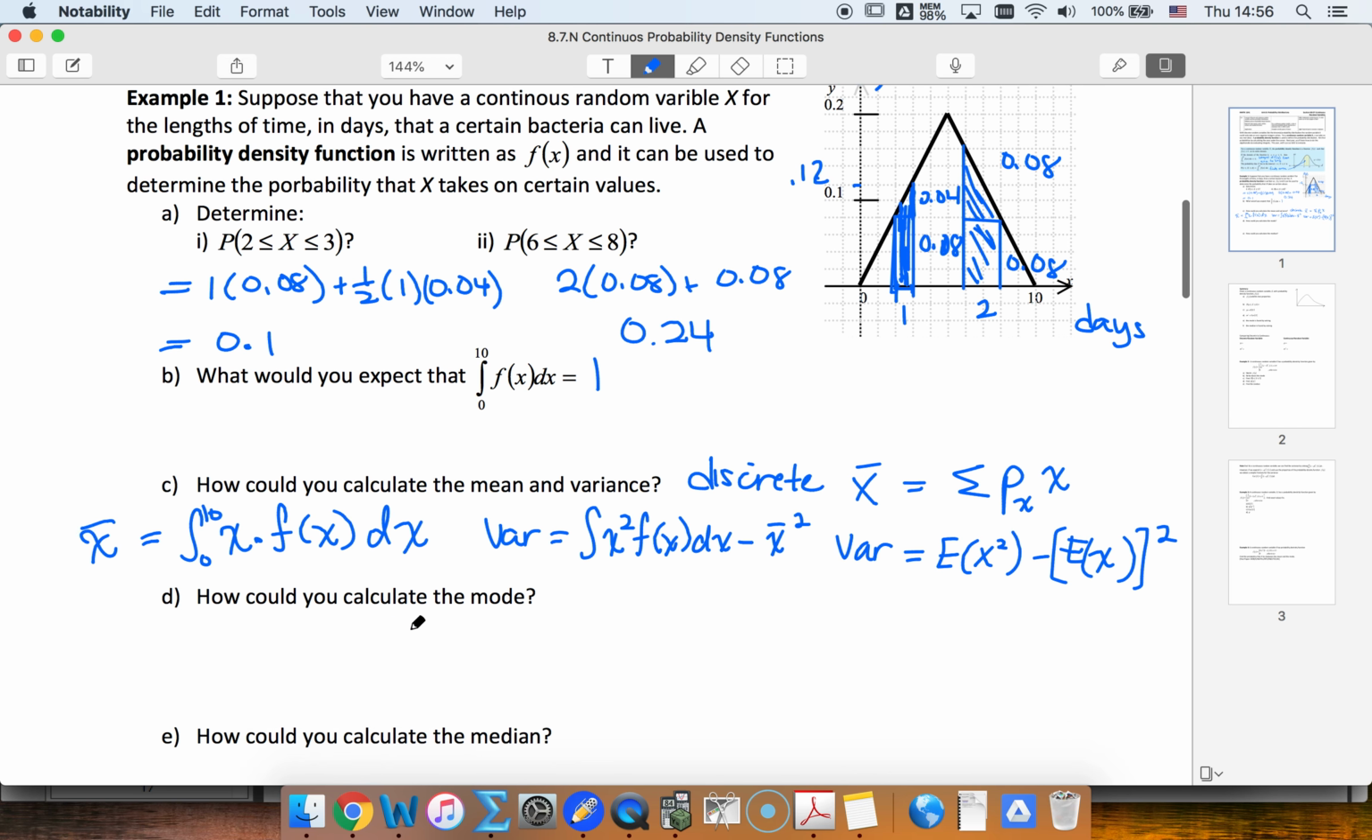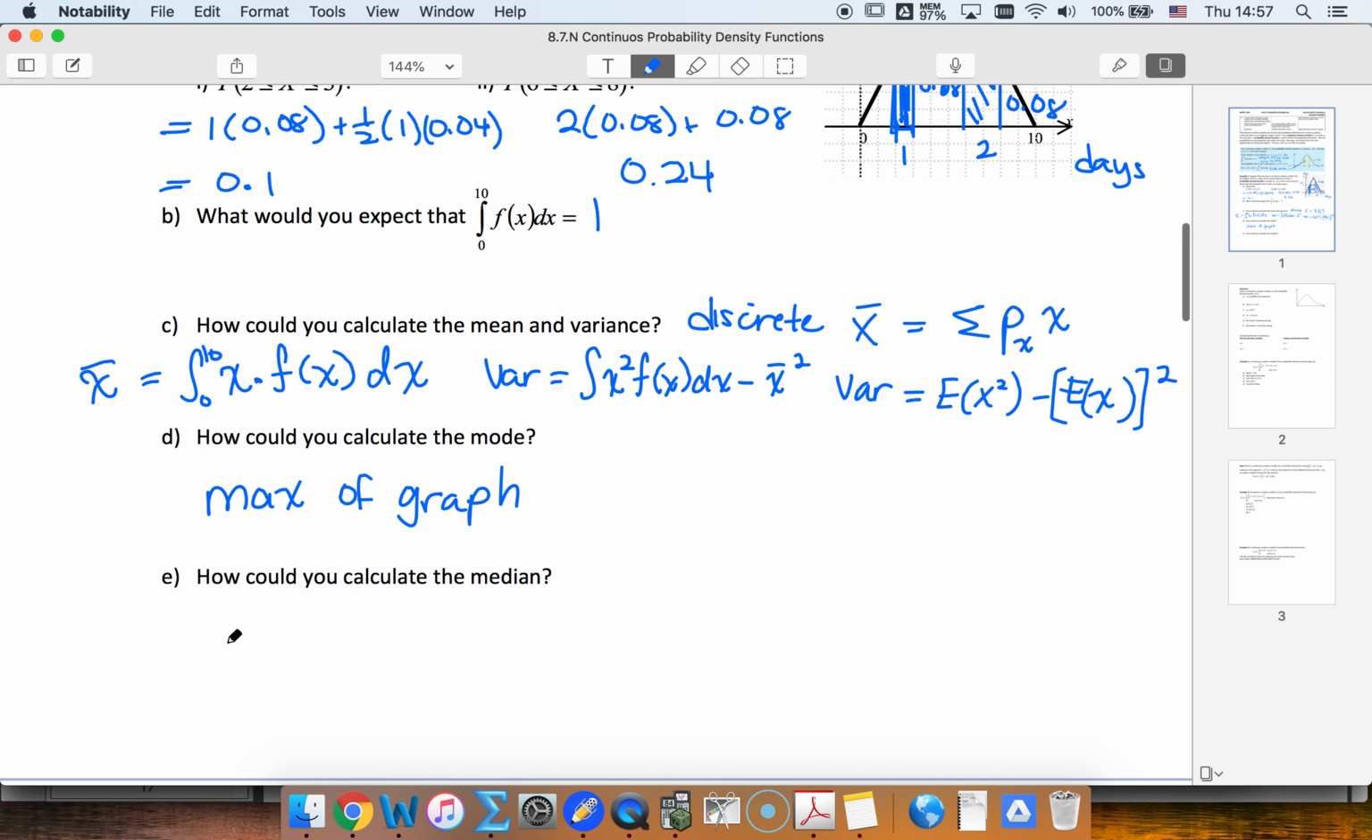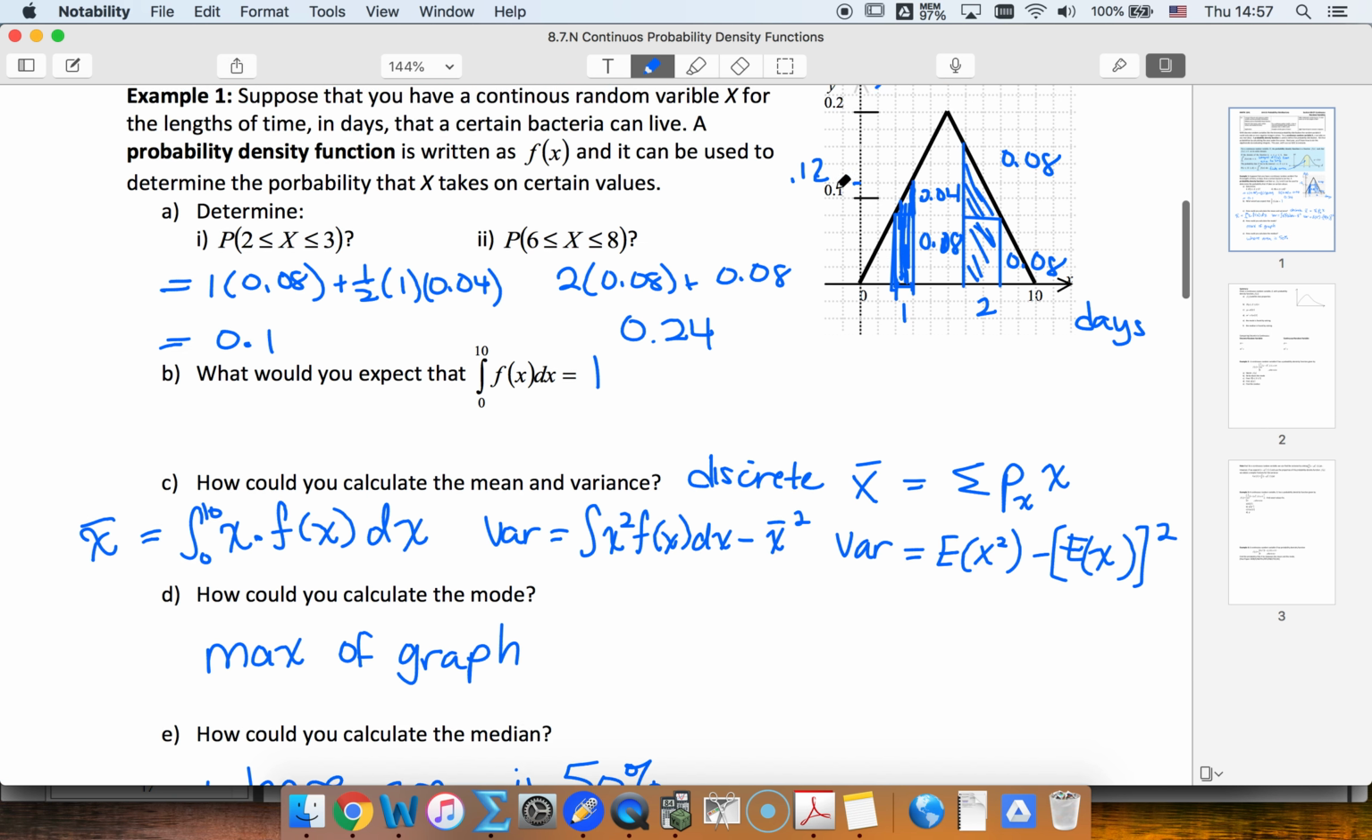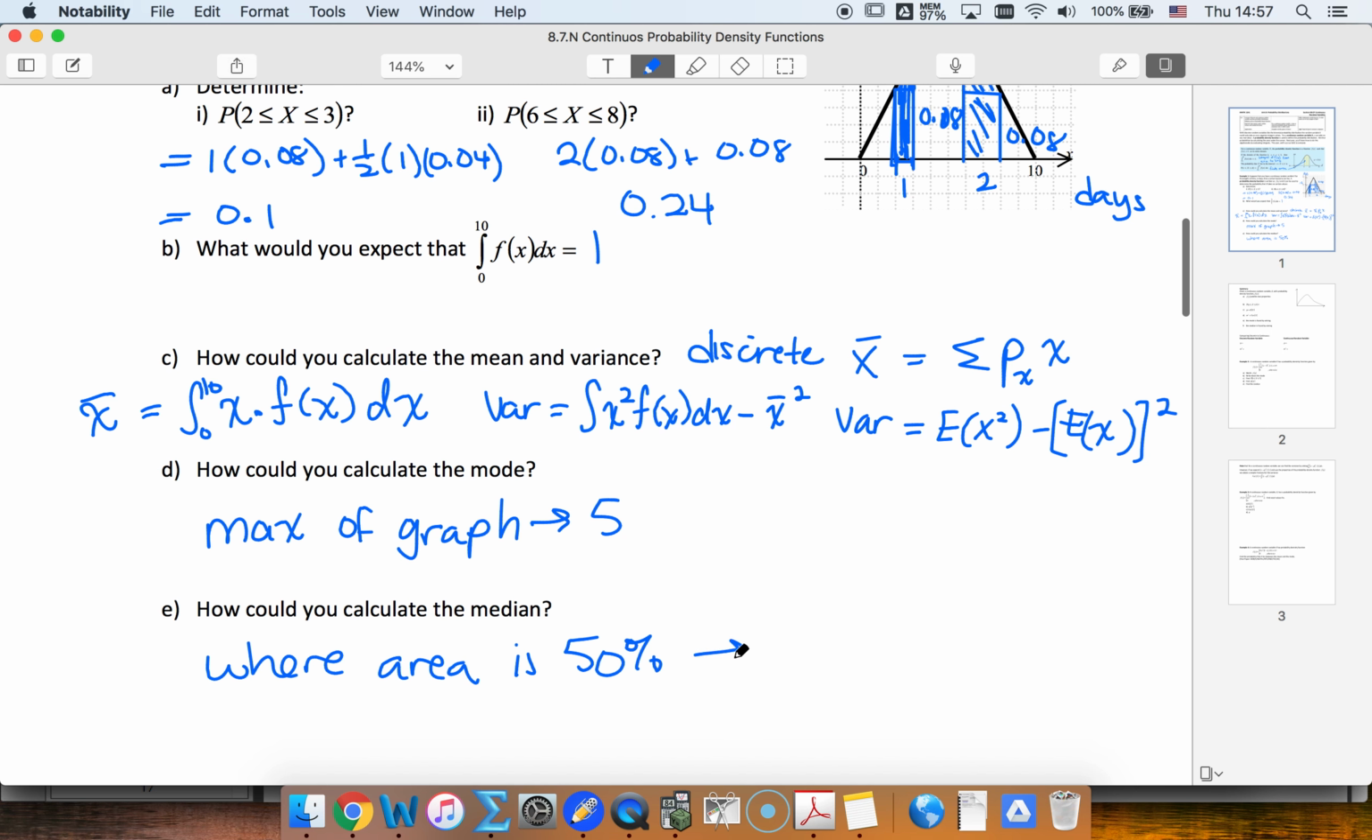If I think about what mode means, mode is the most common, it's the highest probability, therefore it's the maximum of the graph. The median is going to be where the area is 50%. So in this case, because we have this symmetric graph, in both situations, our mode is going to be 5, our median is also going to be 5, but we're going to look at other examples coming up where that's not the case.